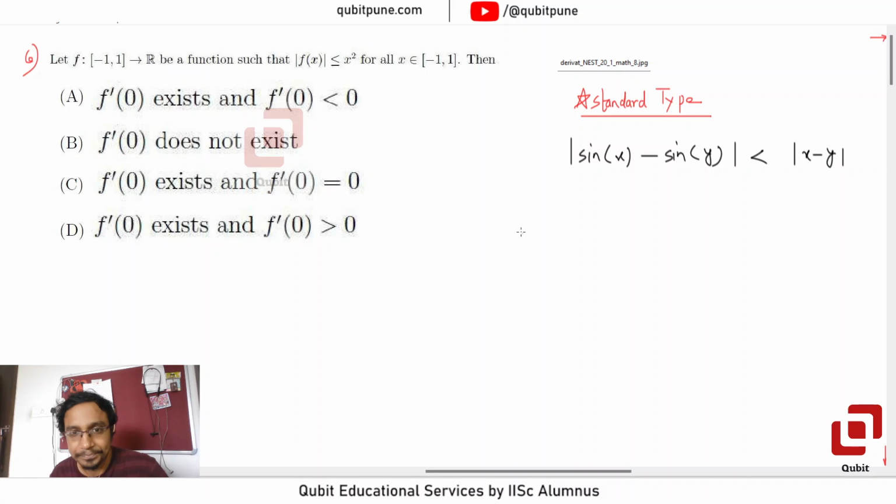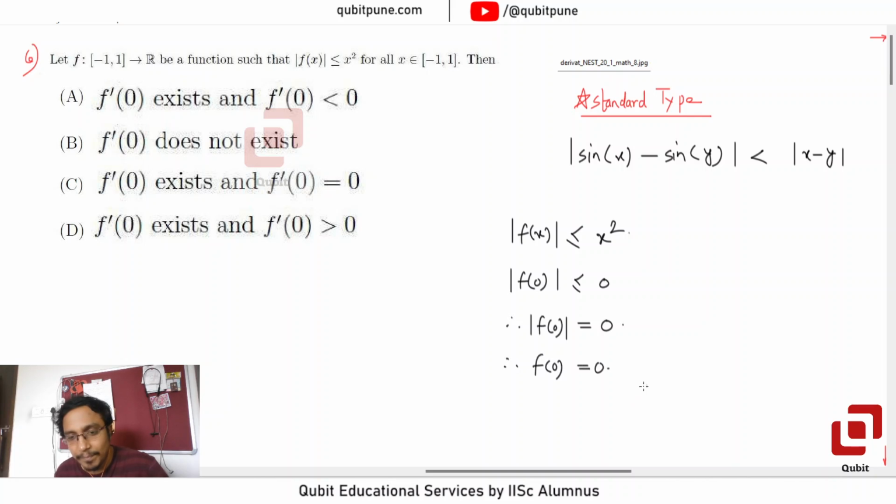Observation 1. Look, mod of f of x is less than or equal to x squared. So what can be said about mod of f of 0? Less than or equal to 0. But mod can never be negative, isn't it? So mod of f of 0 must be equal to 0. Therefore f of 0 is 0. Please raise your hands if you understand this part.